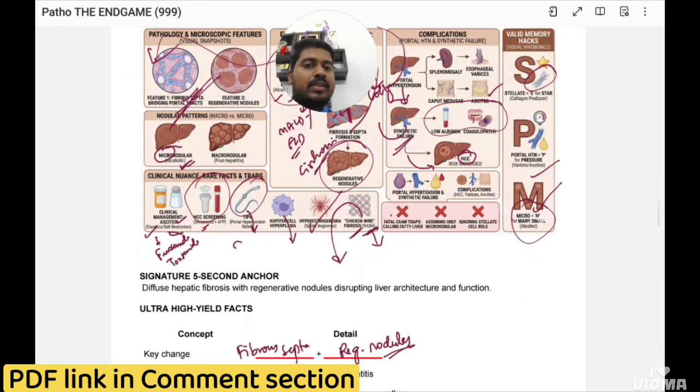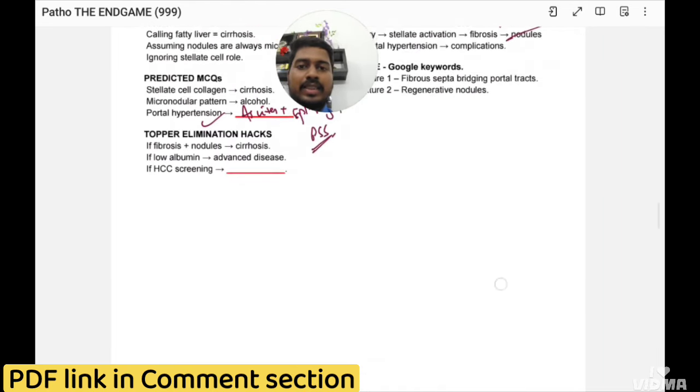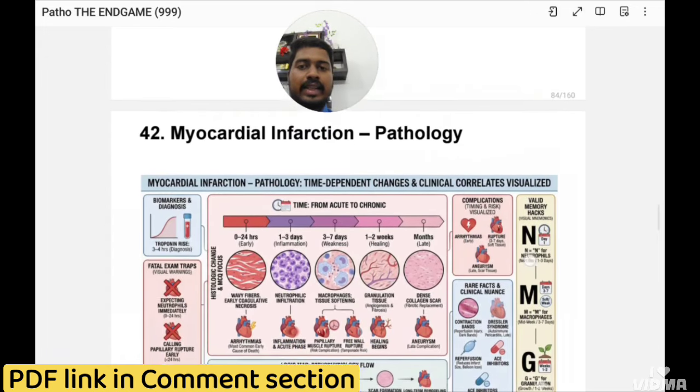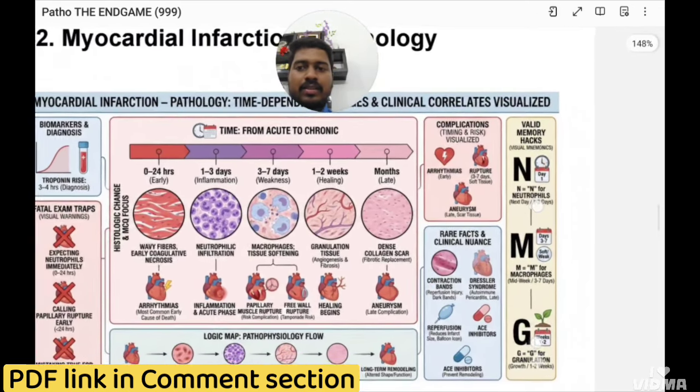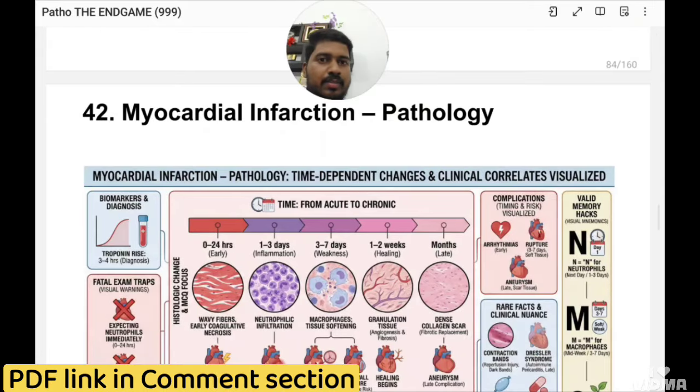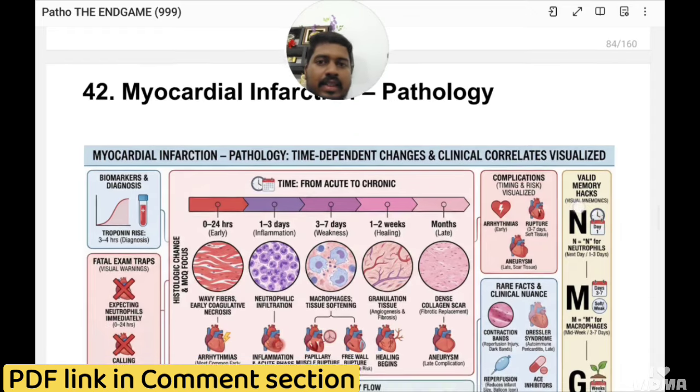Repeated questions are being asked. Because of low albumin you have ascites and all. Hypoproteinemia, everything occurs because of the liver's decreased synthetic capacity. So next we'll go to one more important topic, that is myocardial infarction.